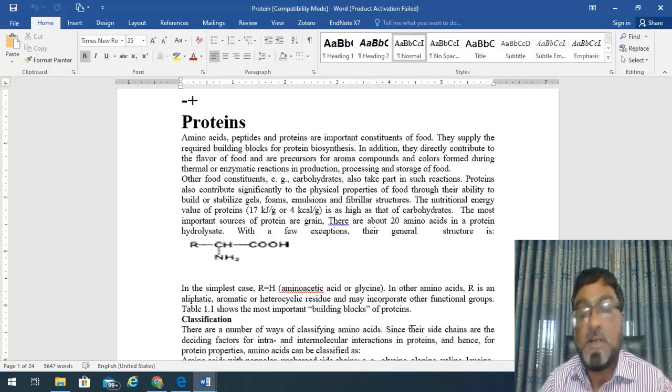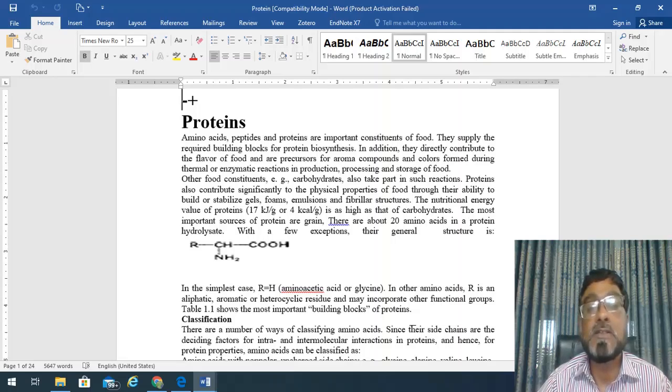Today we will be starting with the proteins and the amino acids. The amino acids are the building blocks for the proteins, and there are numerous amino acids. You know that proteins provide, on average, 4 kilocalories of energy per gram.